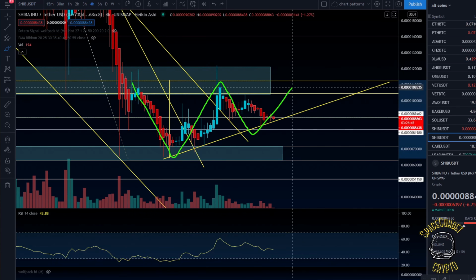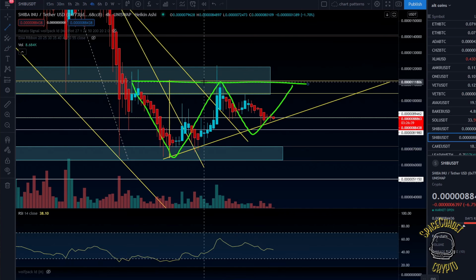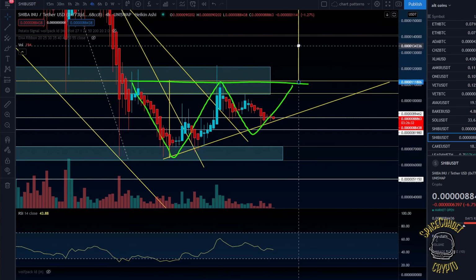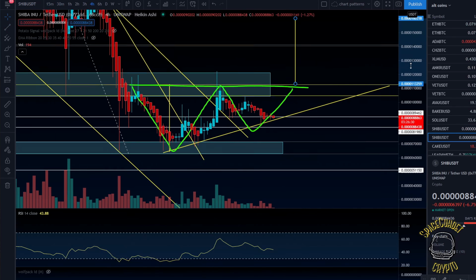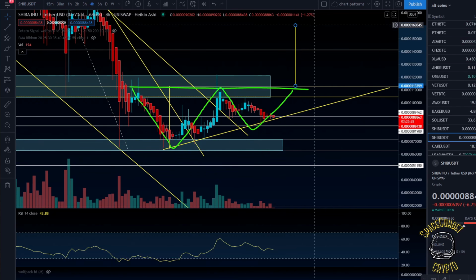the neckline, which is the line right here that we find as resistance, is going to be showing us our measured move. And our measured move would be from here to the bottom around here of this W pattern, the lower low. And if we find that breakout up here, we do see that price target right here at around 0.00016. So that's very exciting.